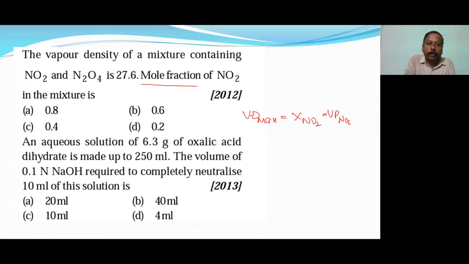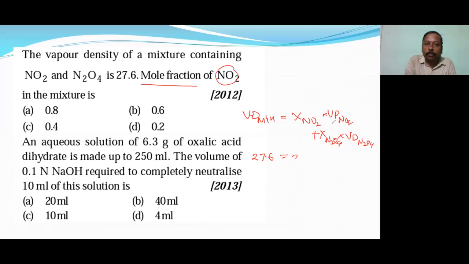Second, the other component is N2O4, so the mole fraction of N2O4 into the vapor density of N2O4. So we can say the vapor density of the mixture is equal to the sum of mole fractions into vapor densities. And all of you are aware that the sum of the mole fractions will be 1. The vapor density of the mixture is given as 27.6, and my intention is to find the mole fraction of NO2, so I am taking it as X.